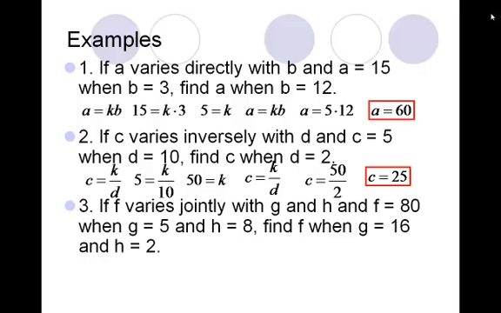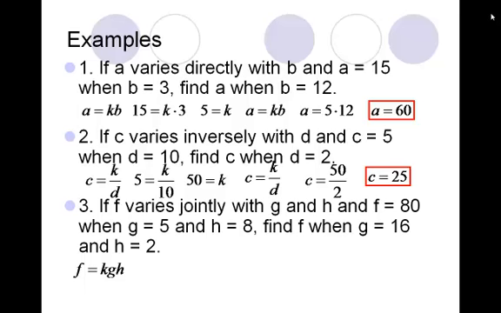On the last one, if F varies jointly with G and H, stop right there. F is varying jointly with G and H. So think about the joint variation formula, and you want to use F and G and H as your variables. F and G and H. So F equals KGH. Now it says F is 80 when G is 5 and H is 8.